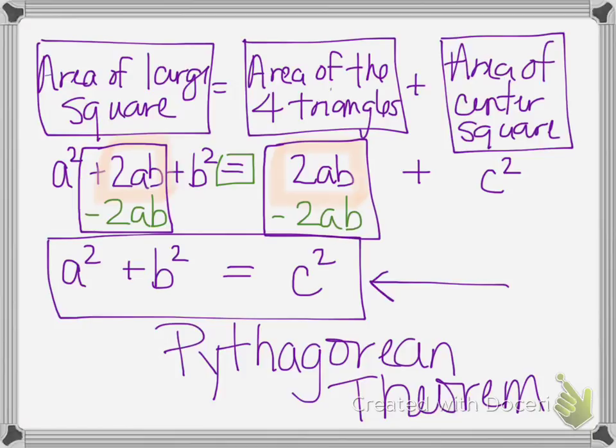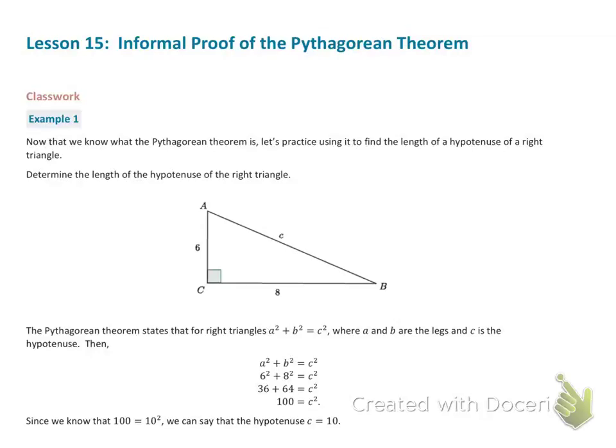So let's do some examples now with actual numbers in them, and we'll show you how this works out, how we can apply the Pythagorean theorem. So you can turn to your classwork pages now, and let's look at example 1. Now that we know what the Pythagorean theorem is, we're going to practice using it to find the length of a hypotenuse of a right triangle.